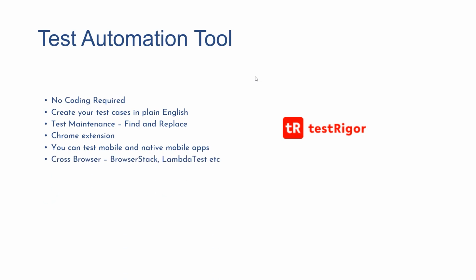This is a very interesting point. It actually has cross browser support. You can test your application in different browsers, let's say Chrome, Edge, Firefox, Safari. They also have an integration with BrowserStack and LambdaTest. By default testRigor supports the latest browsers, but in case you want to test specific versions, and if you have BrowserStack or LambdaTest, you can integrate testRigor with these and execute your tests in different browser combinations as well.